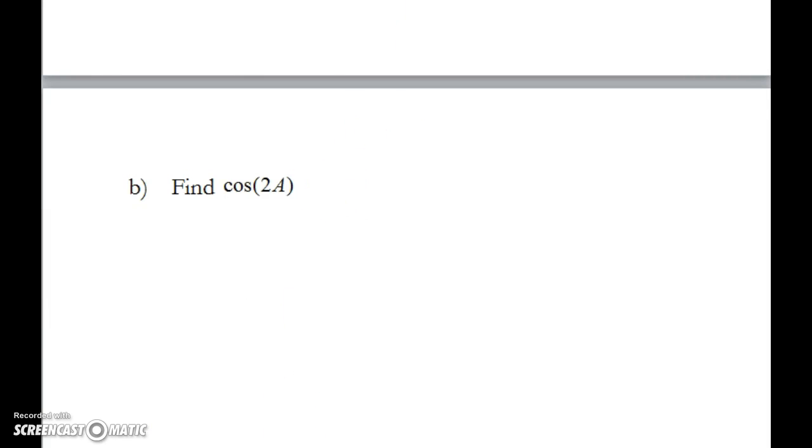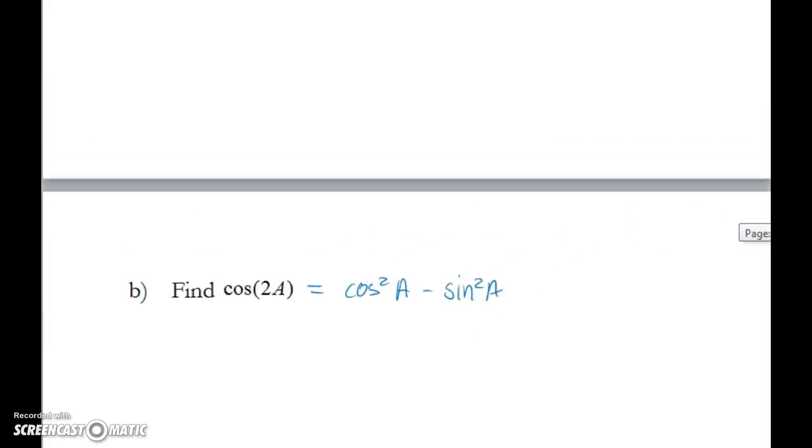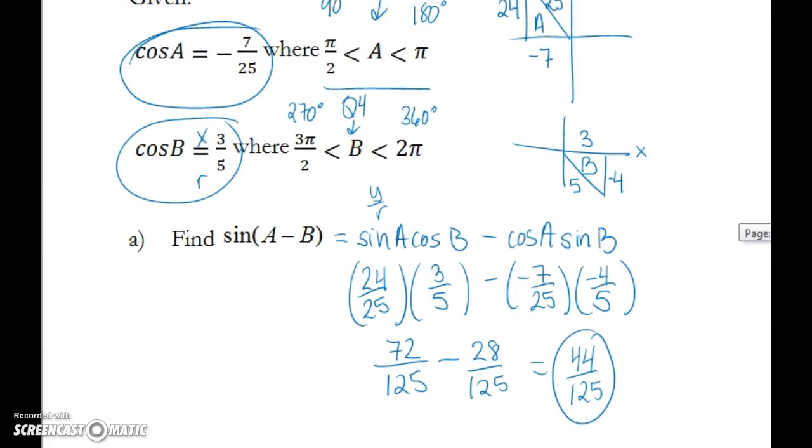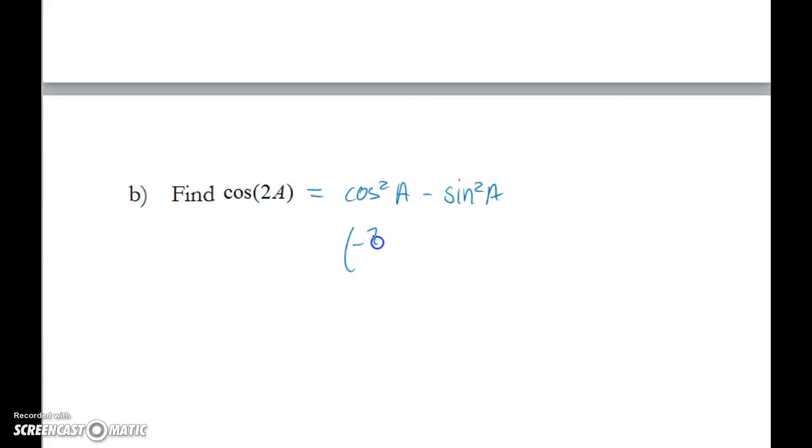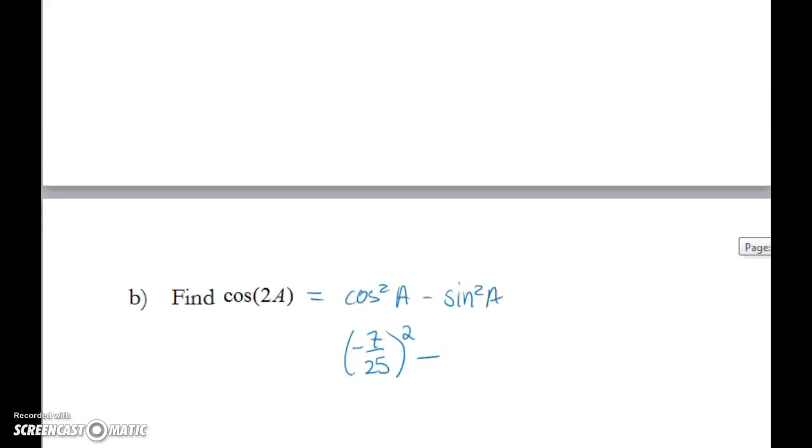So cosine of 2A we can define as cosine squared A minus sine squared A. Now what remains is to substitute our values. The cosine of A, if we go back to our original problem, is negative 7 over 25. So let's replace cosine of A with negative 7 over 25. And in our formula, it's squared. Bring down the minus from the formula, and then we have sine of A squared.